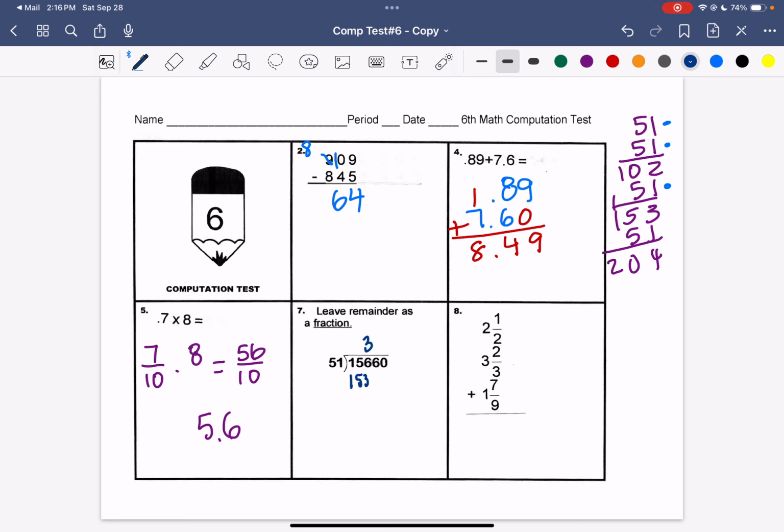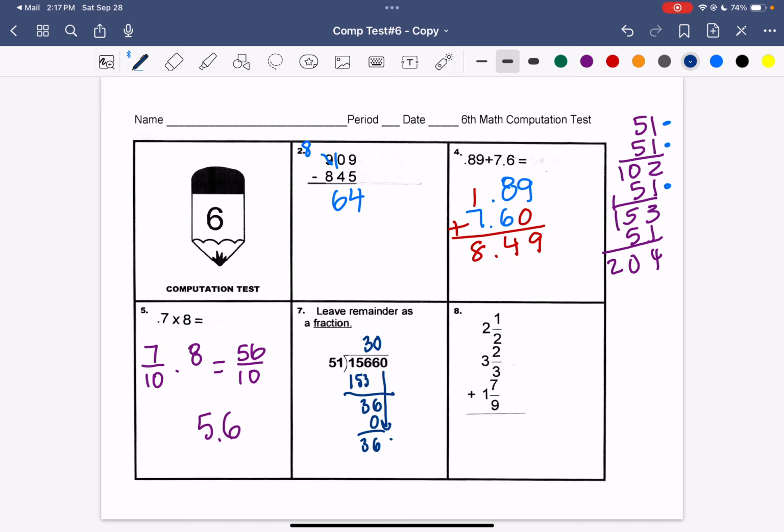If you notice, I strategically placed the 3 above the 6 because it didn't go into 1 or 15, it went into 156. My new division problem is 36 divided by 51. 51 won't go into 36, so we put a 0. A lot of kids skip that part. They don't write the 0. I'm not sure why, but you have to show that it didn't go in. 0 times 51 is 0.